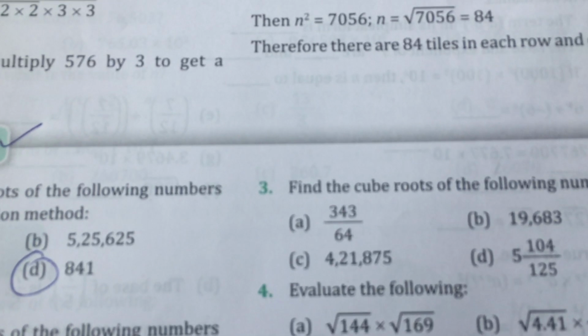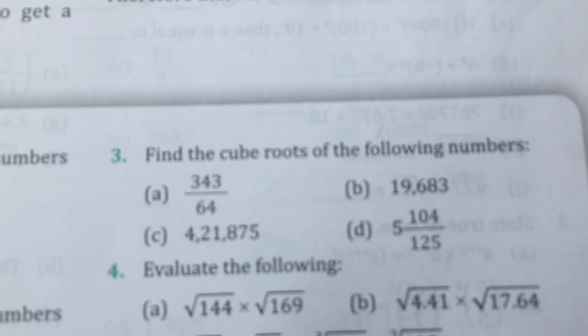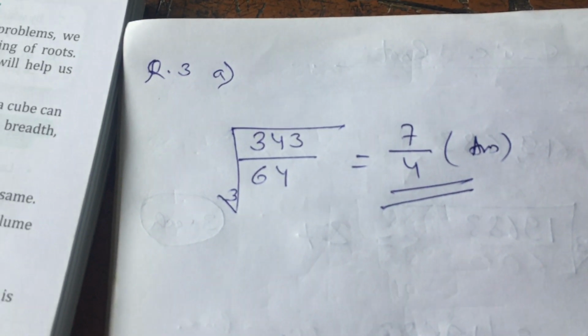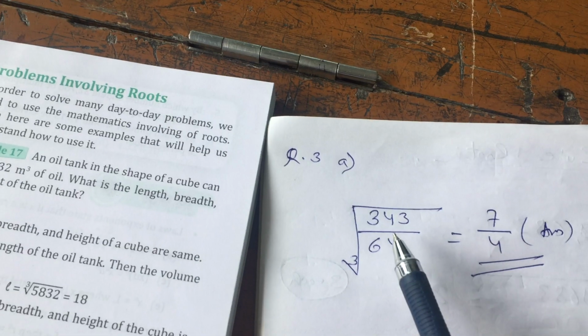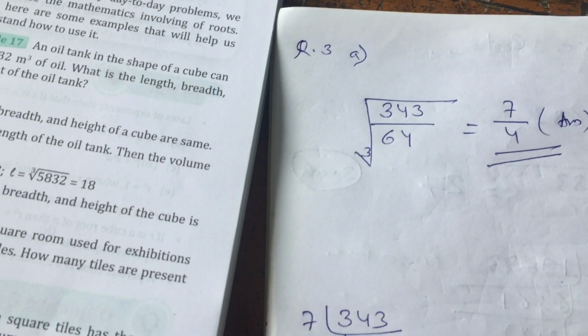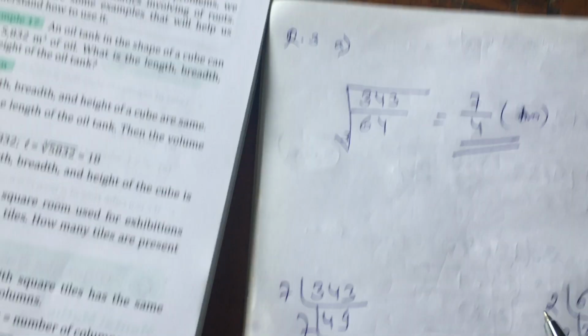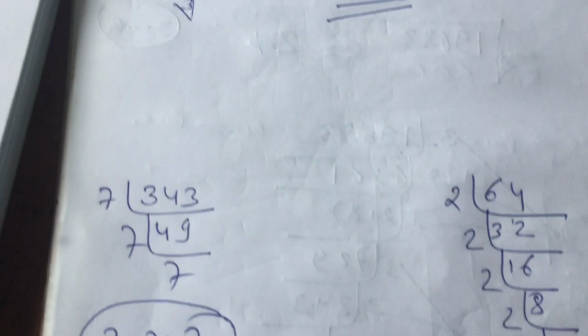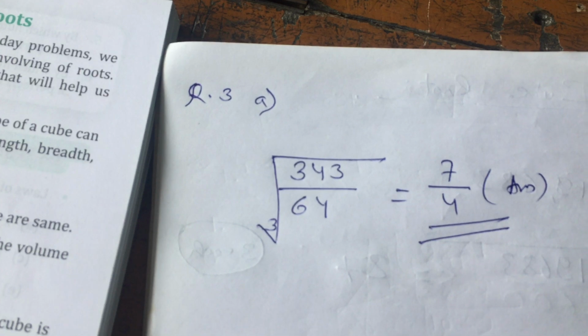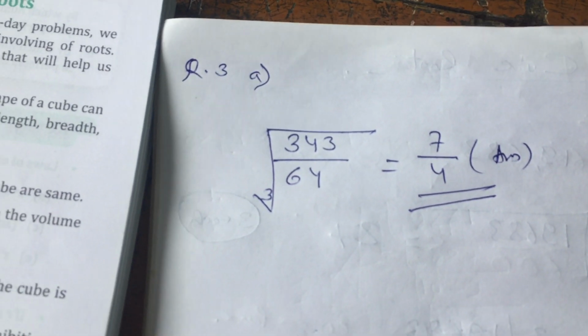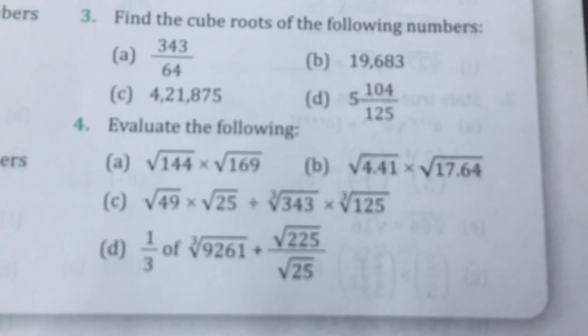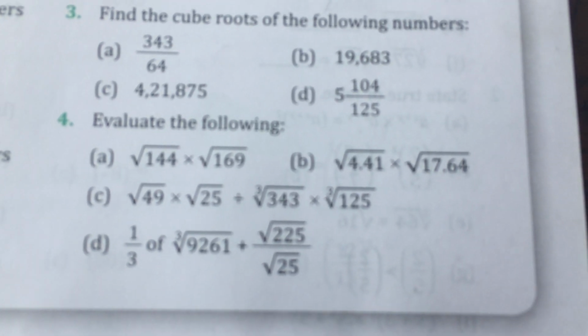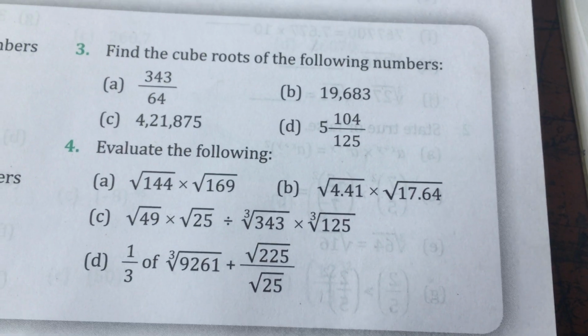You may find another complicated question in the same page, 343 divided by 64. Whenever such type of question arises, no need to worry. Simply find out separately the cube root of 343. That comes to 7. Then again find out the cube root of 64 separately and write it as 4. This is how these things are done. Okay. Similarly, now if you come to the last one, evaluate the following. I have done few for you. 144 into 169.